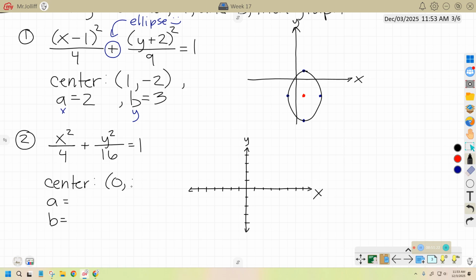Luna has the center of 0, 0. Good. 2 is A. 4 for B. Vertical, so it's a tall, narrow guy. Okay. How did you graph it? What did you do? Can you walk me through the process?